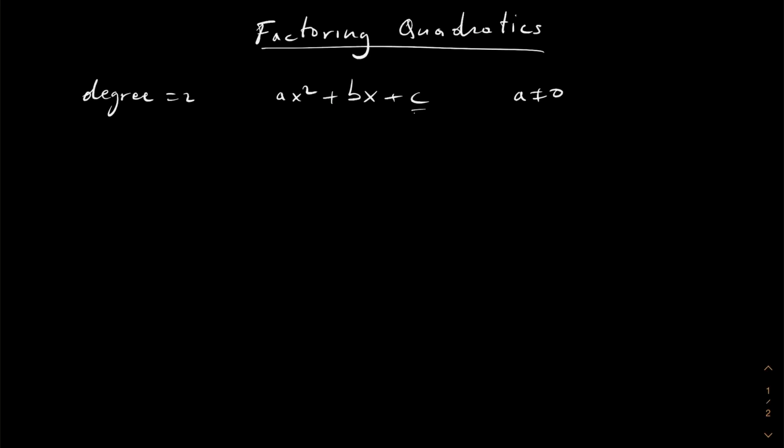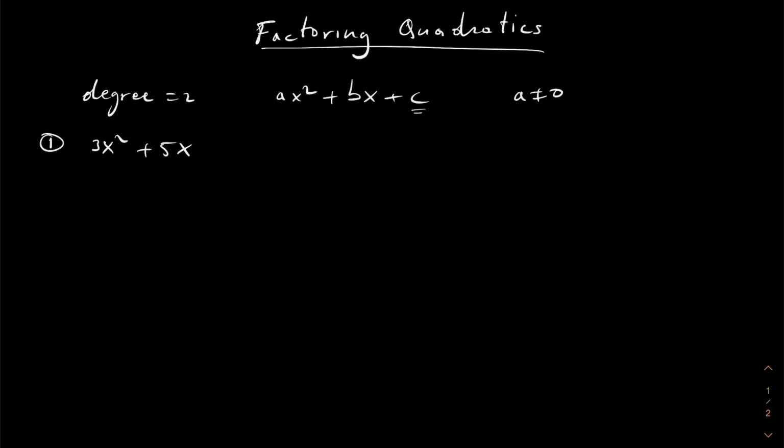And so let's just jump into it. Let's just do the first example right now. The first example that I'm going to give you here is going to be 3x squared plus 5x. So this example shows you what to do if the constant is missing. It's still a quadratic because it's degree 2, but there's no constant.